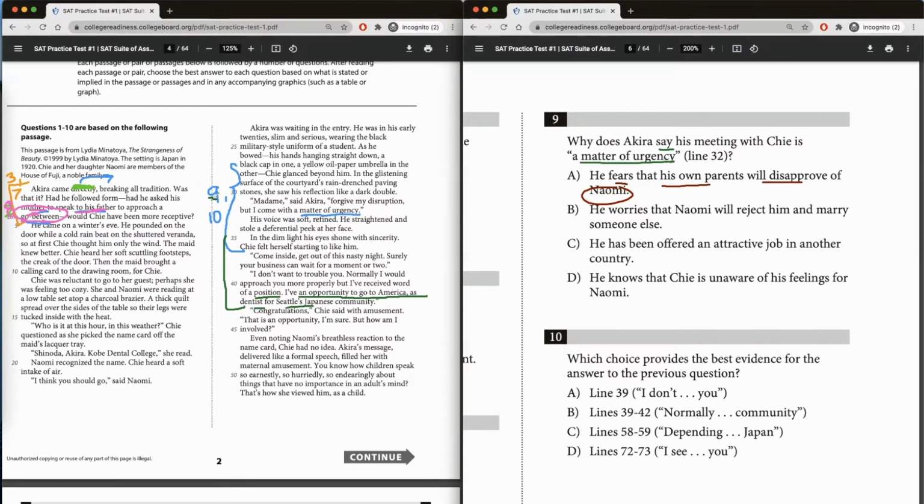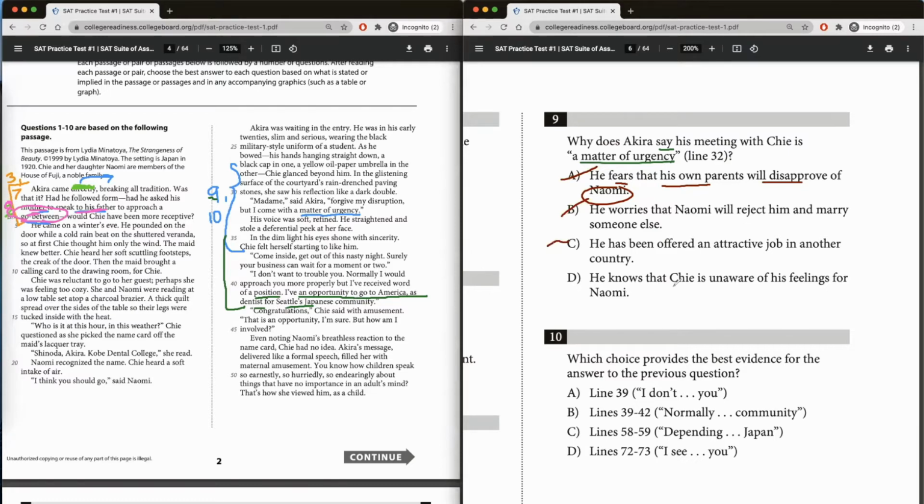The question of his parents never really came up, not after that little first segment of him doubting should he have approached his parents first instead of going directly. So that's not it. He worries that Naomi will reject him and marry someone else. I mean, if he does, then it's not in that whole vicinity of everything that we've read. So no. He's been offered an attractive job in another country. Well, yeah, I have an opportunity to go to America as a dentist for Seattle's Japanese community, and more properly, yeah, so we'll leave that alone.